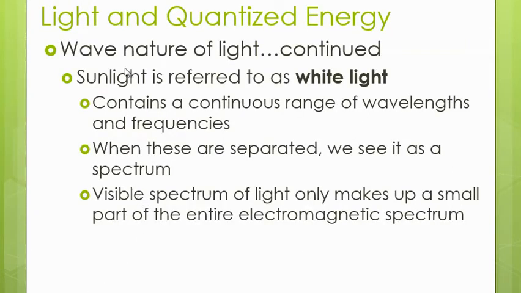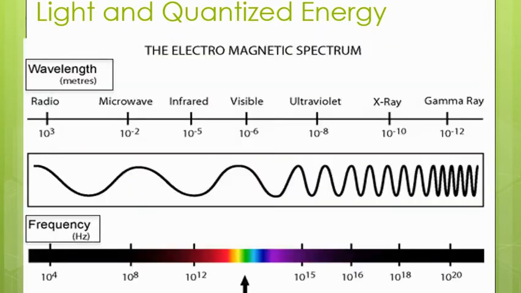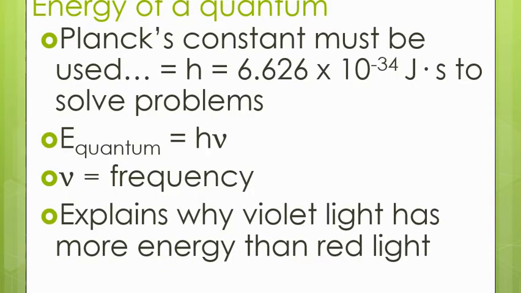All right. Sunlight is referred to as white light because it's going to contain all of those frequencies of light, but we can separate that into a spectrum using something called a prism. Raindrops can actually act as prisms, and that's where you get rainbows after a storm. The visible spectrum of light only makes up a small part of the entire electromagnetic spectrum, and we saw that at the beginning. Here's that shot again showing you that we have a wide range in that.